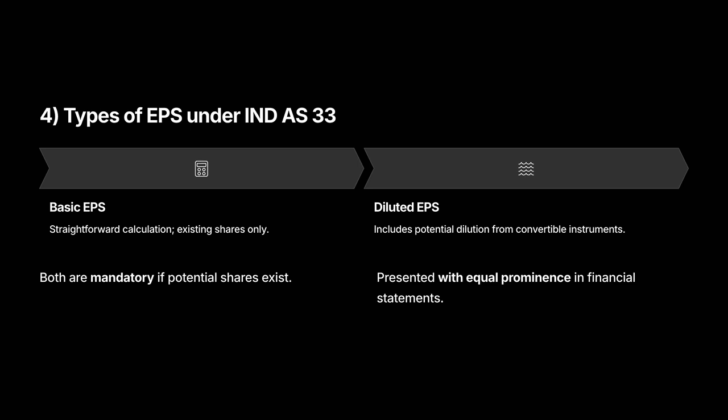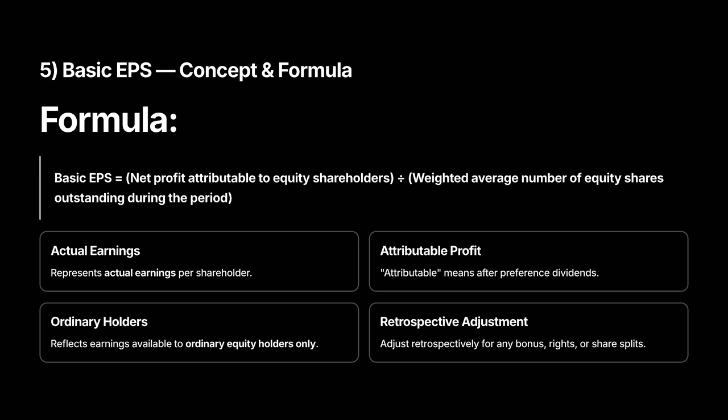4. Types of EPS under Ind AS 33. There are two types of EPS. First, basic EPS, which uses only the existing shares. Second, diluted EPS, which includes possible future shares from convertible instruments or options. If such potential shares exist, both must be presented with equal prominence in financial statements.